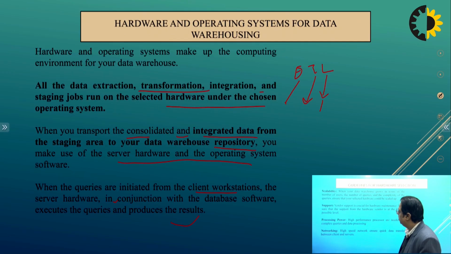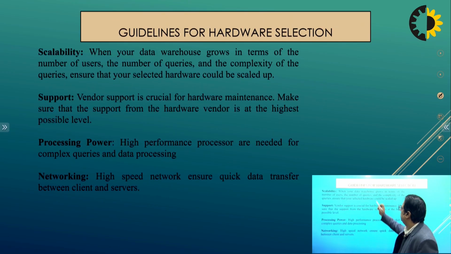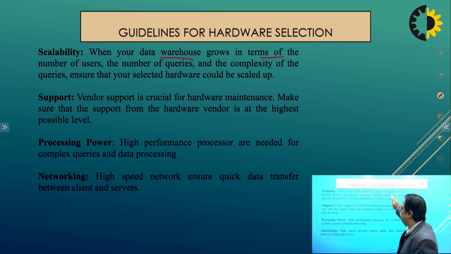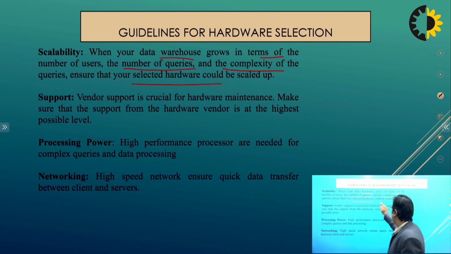Scalability. These are the guidelines for hardware selection. Scalability: when your data warehouse grows in terms of the number of users, the number of queries and the complexity of the queries, ensure that your selected hardware can be scaled up. If we have 100 users according to the requirements, and after some time we have 2000 users, we can easily scale up the hardware and software according to the requirements.